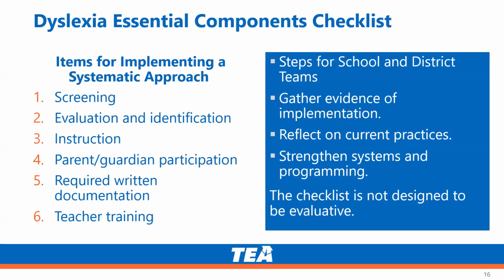This worksheet contains 6 items that are key for implementing a school-wide dyslexia program: screening, evaluation and identification, instruction, parent-guardian participation, written documentation requirements, and teacher training. To complete the worksheet, teams are asked to consider each component, provide a list of evidence to confirm their implementation of the component requirements, and list any action steps needed to meet or exceed the minimal requirements. A list of resources is available at the end of this worksheet.